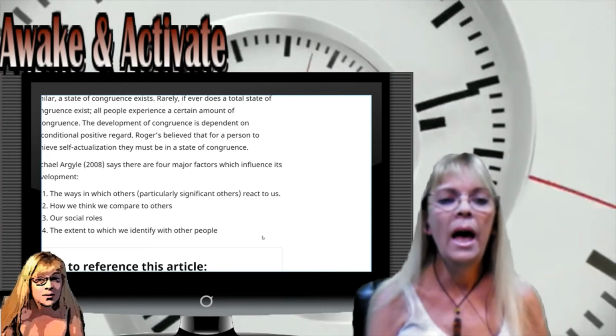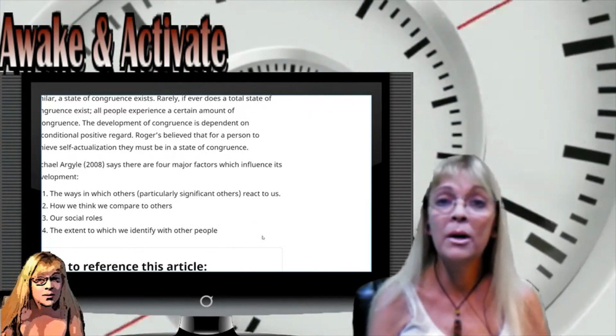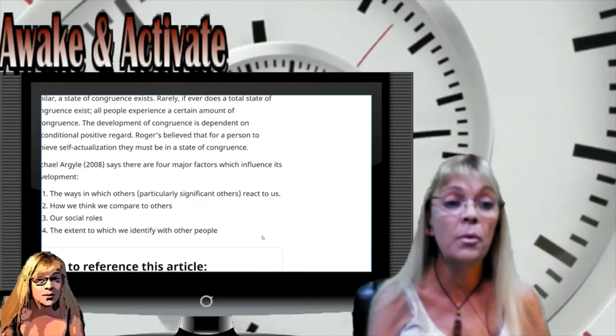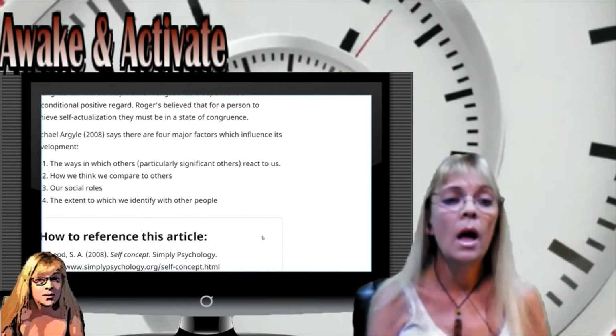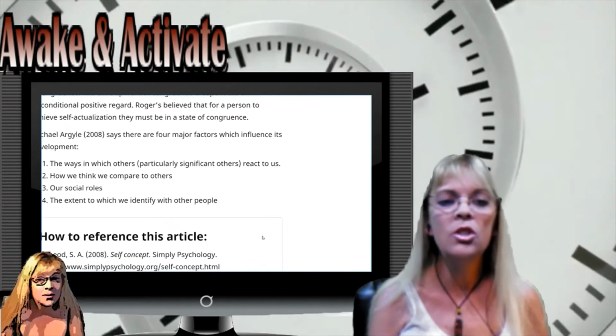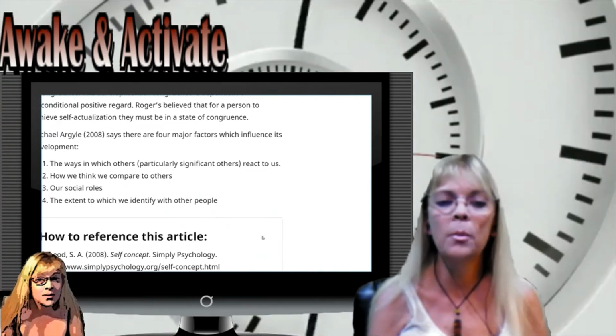Number two, how we think we compare to others. Number three, our social roles. Number four, the extent to which we identify with other people.